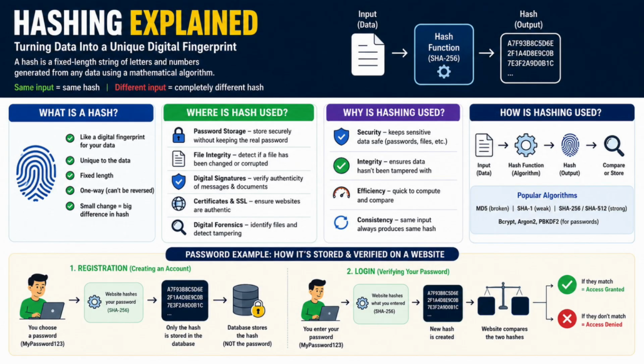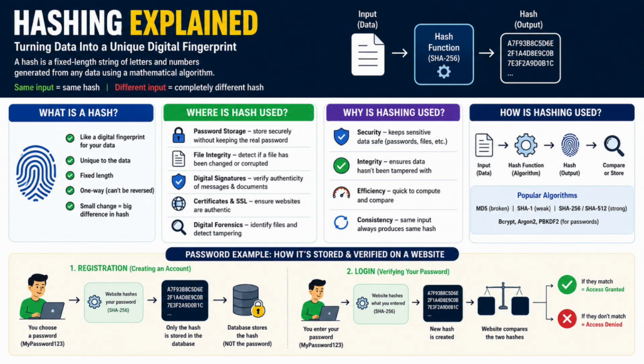So why is it used? We said for security, to keep sensitive data. Integrity. Integrity is one of the three core principles in cybersecurity, that is confidentiality, integrity, and availability. So one way of achieving integrity is by hashing. Then it brings efficiency because it's quick to compute and to compare these hashes. Then it maintains consistency. Since we give the same input, we will always expect the same hash.